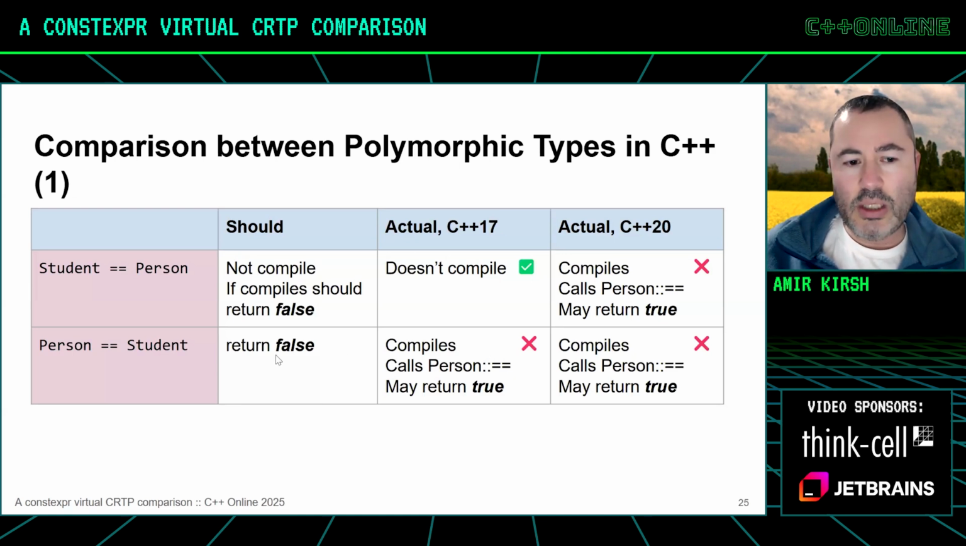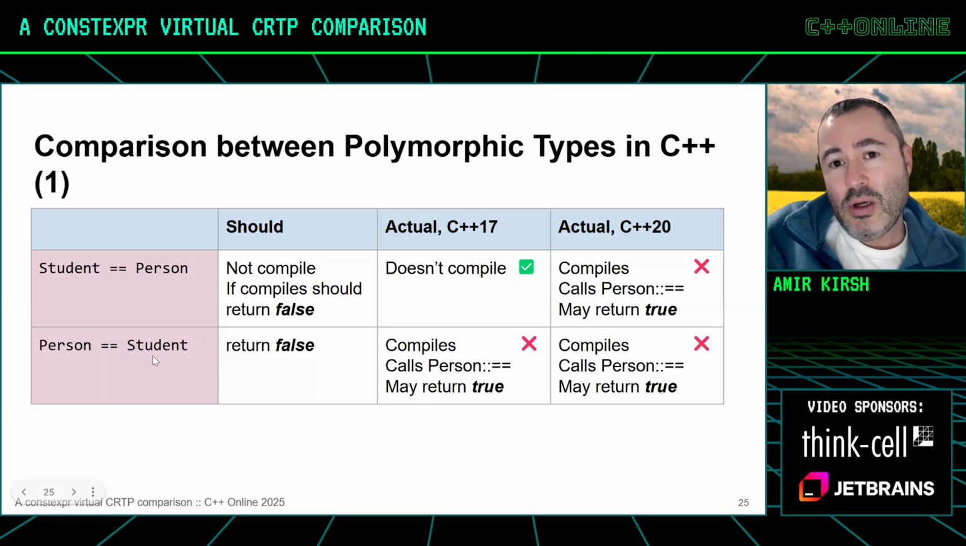Why may it return true? Because it would check the attributes of the first person against the attributes of the second student as a person, ignoring the fact that the second one, the argument, is a student. I almost said it's not a person. It is a person. It's a ref to a person. And it may return true if the attributes of the first person and the second person are the same, even though there are additional attributes in student.